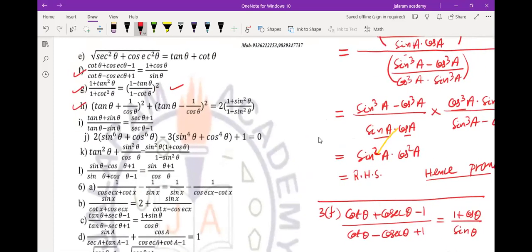And this one I have already discussed in the previous session.